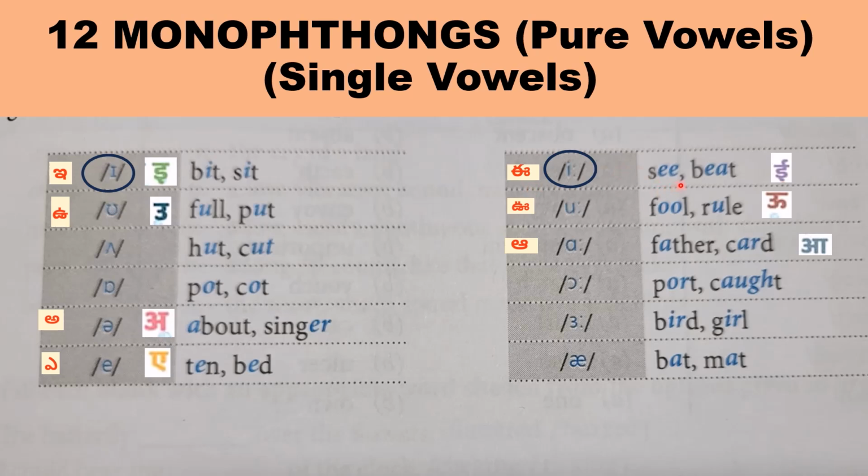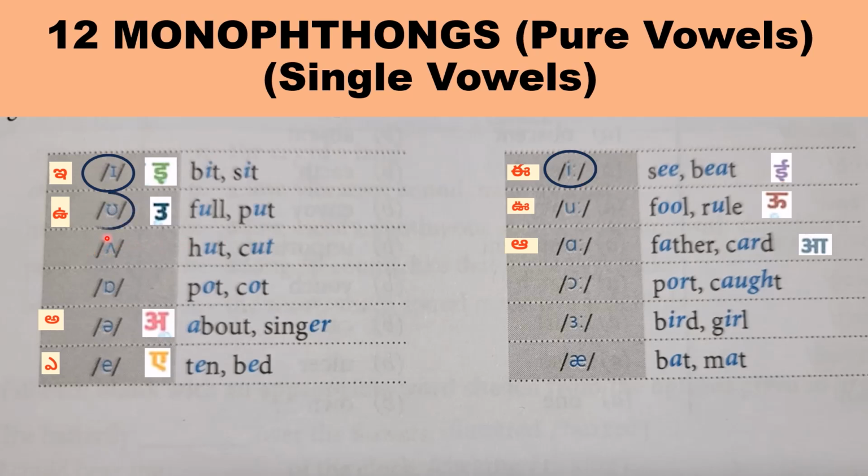SEE, BEAT. Beat. So EA or EE. Look at the spelling. There is a difference between the spelling, but the sound is long E only, students. I have given the Hindi translation also here. This is letter C E, beat, long E. So E and E.